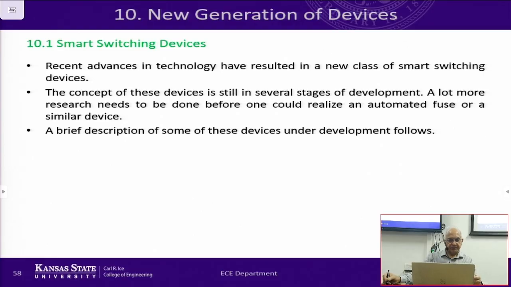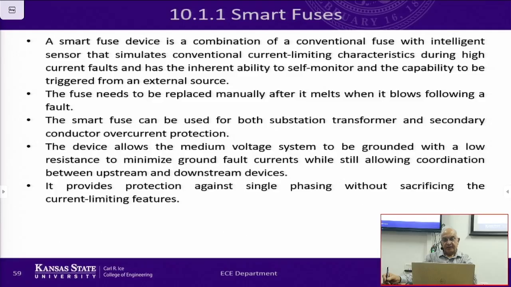There is a very new generation of devices available with additional computing features and communication, so you can remotely reconfigure the devices. Many of these are still under development and not necessarily commercialized, but there are things happening, and in the future, it's an evolving process. Every day, some new things are coming out, and these are some of the things I'm going to talk about. So, for example, there is some movement to develop smart fuses.